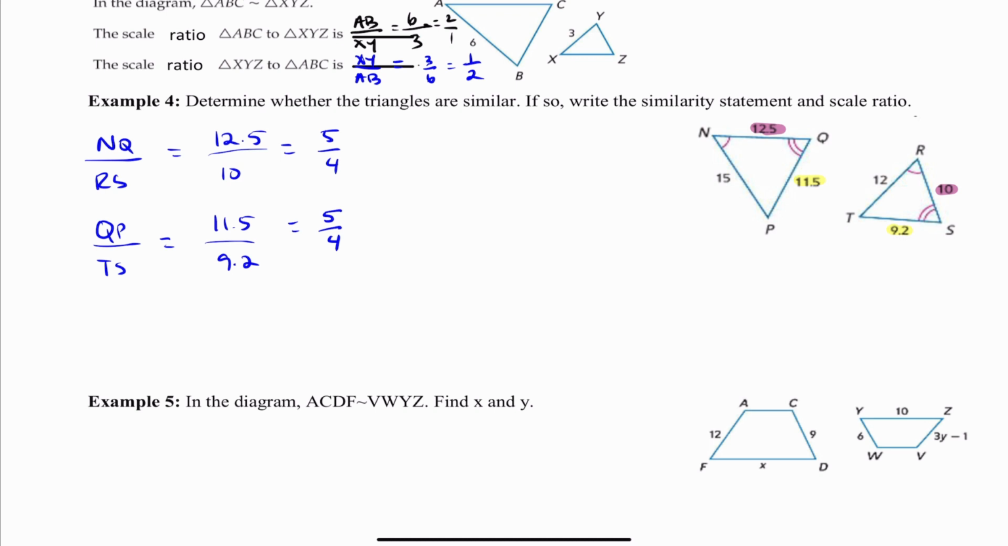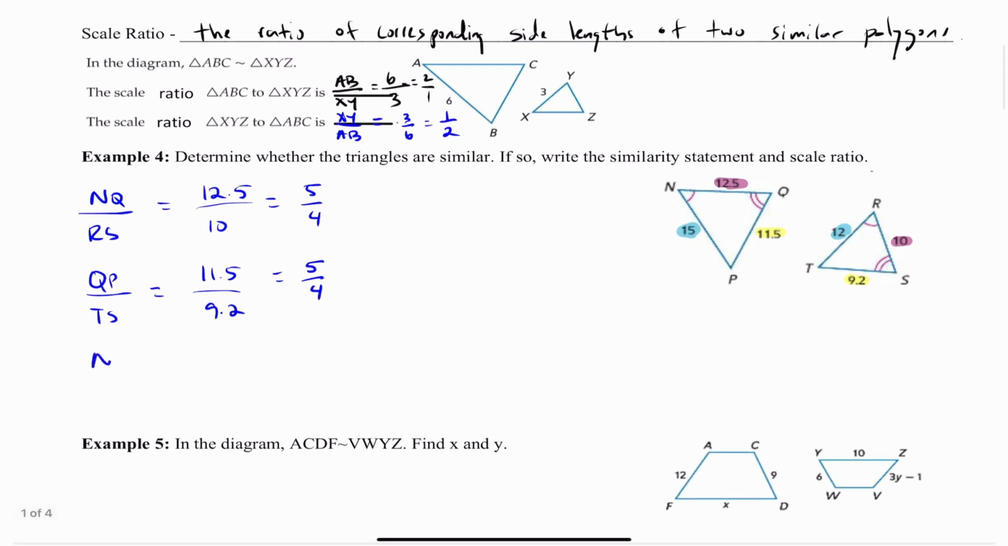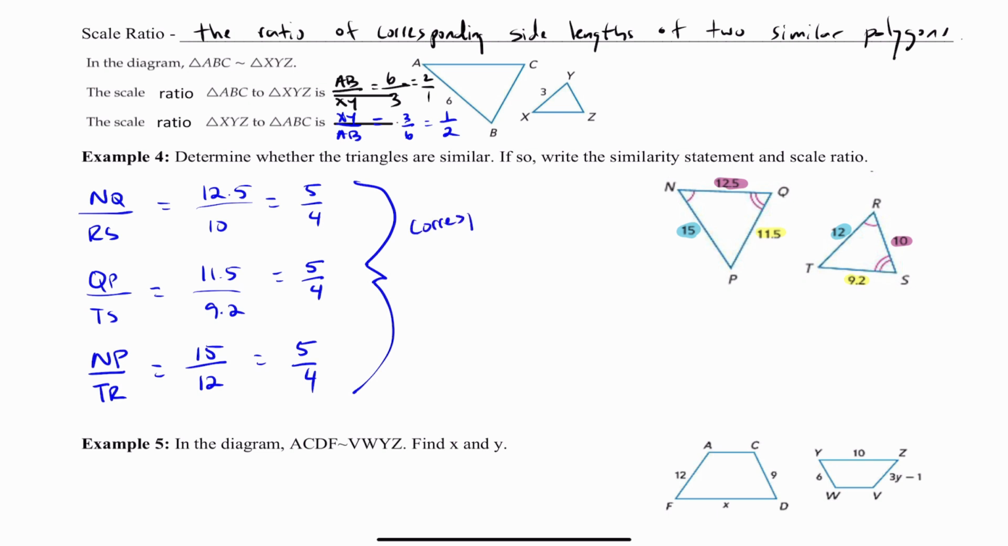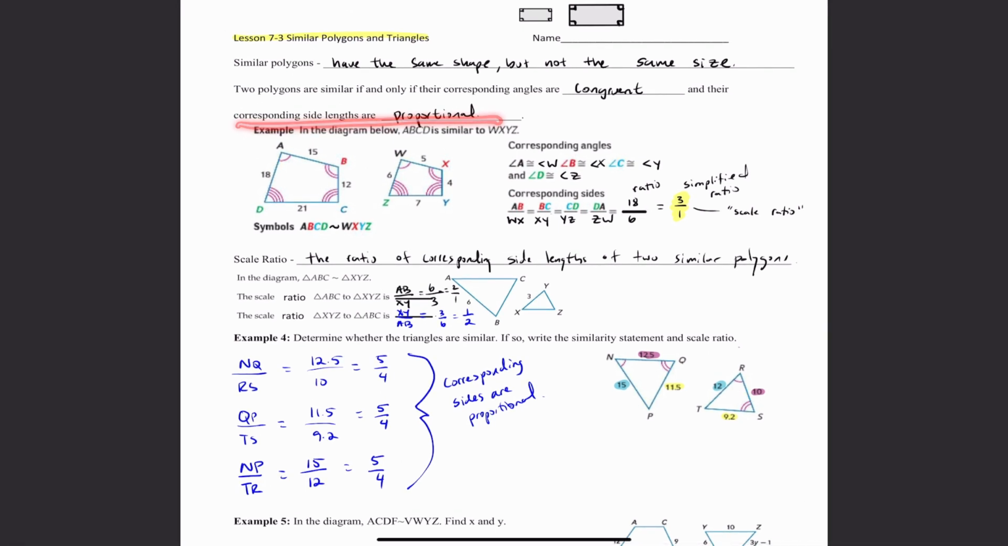All right, so now what I want to go ahead and do is I'm going to look at the last side, and that's the largest side. So 15 to 12, so NP is to TR. So it's 15 over 12, and I know that 3 goes into 15 and 12 at the same time, so it's 5 over 4. So look at that. We have these corresponding sides are proportional. So the corresponding sides are proportional.